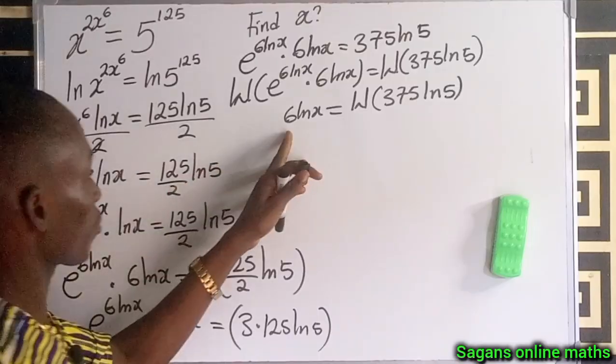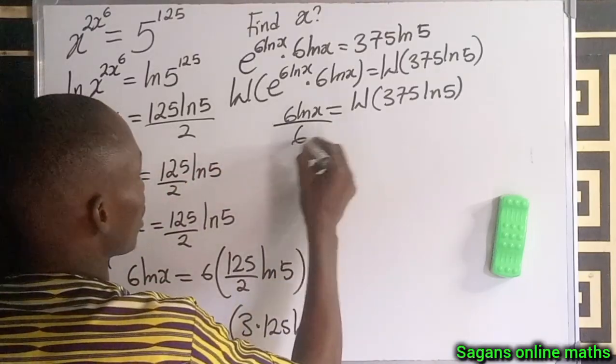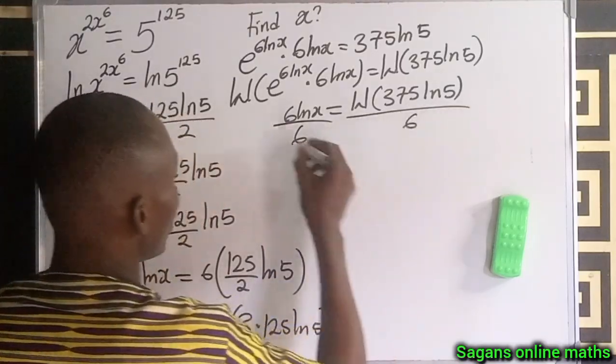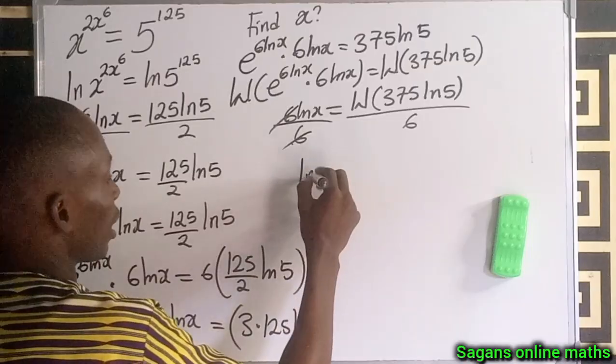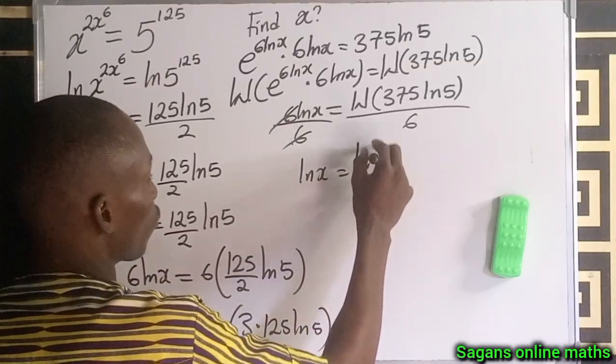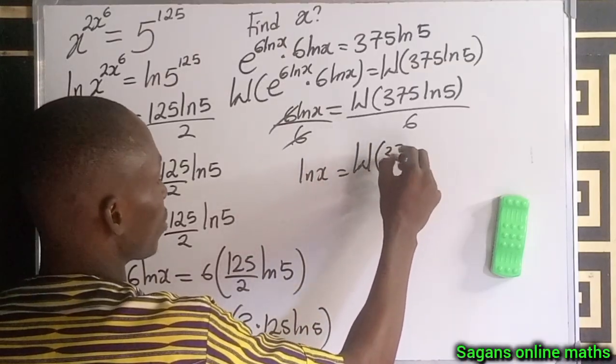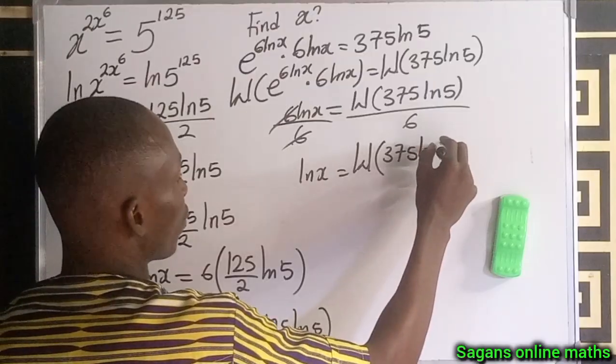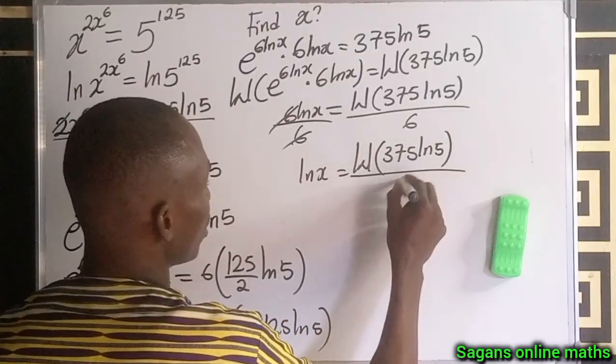Now let's remove this 6 from here. If we divide here by 6, we also divide the whole of this by 6. Now 6 will cancel out 6. We are seeing that ln x equals the Lambert W function of 375 ln 5, all divided by 6.